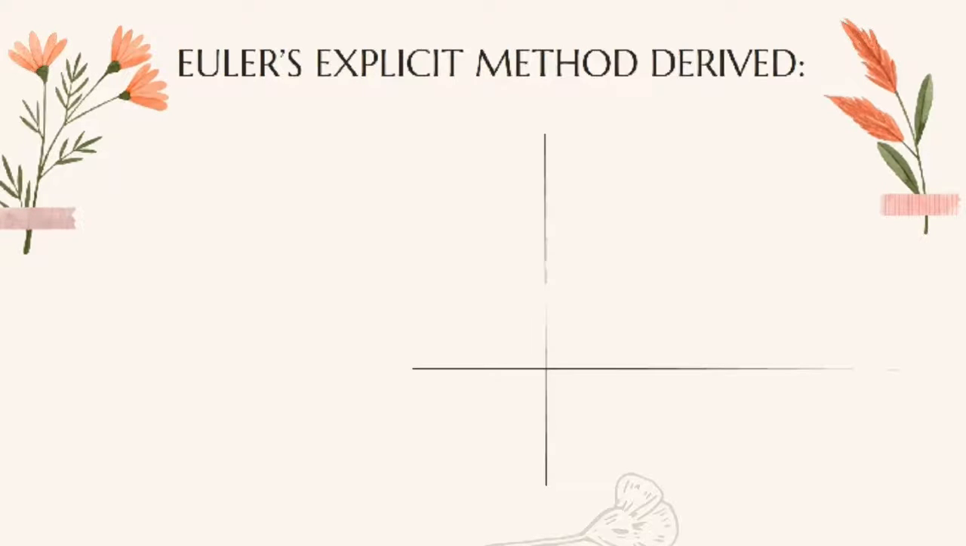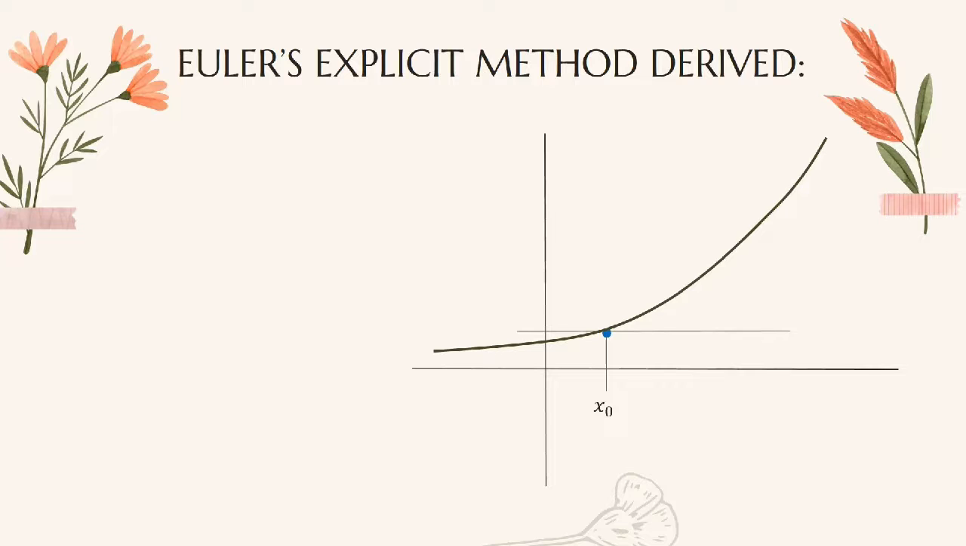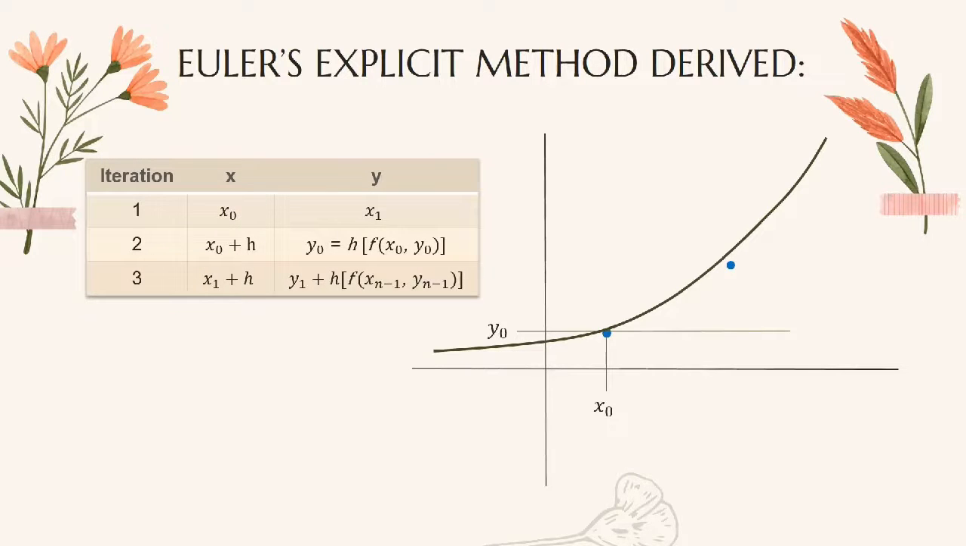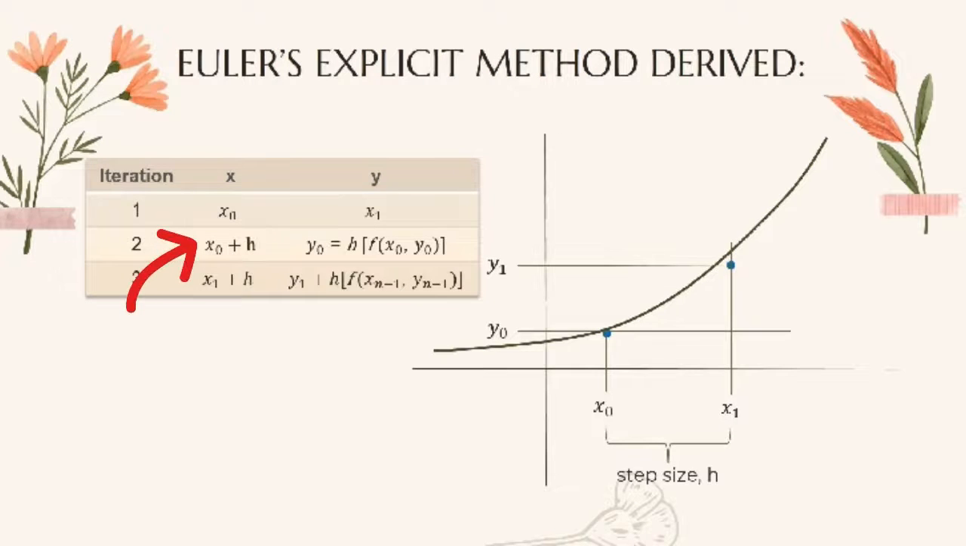Right now, we are going to get the formula of this method. So we have here a hidden differential equation curve. We also have here an initial point given with coordinates of x sub 0 and y sub 0. To proceed to the next point with coordinates x sub 1 and y sub 1, we can see here that x sub 1 is obtained by adding the step size to the previous x, which is x sub 0.